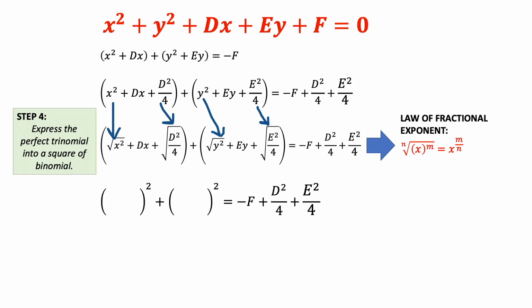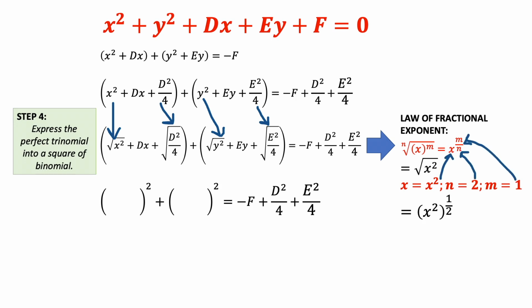To illustrate this, I will use the square root of x squared as an example. In here, the base x squared, the root index 2, and the power 1 are substituted to the formula. This will give me quantity x squared raised to 1/2.